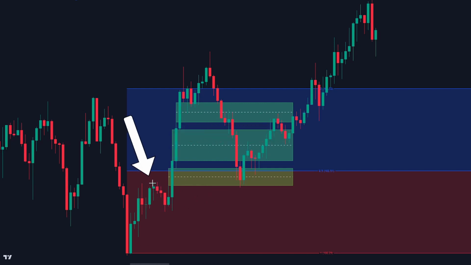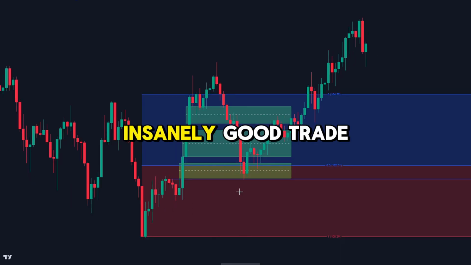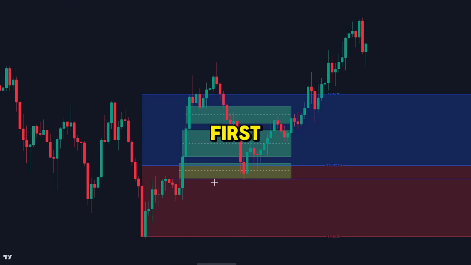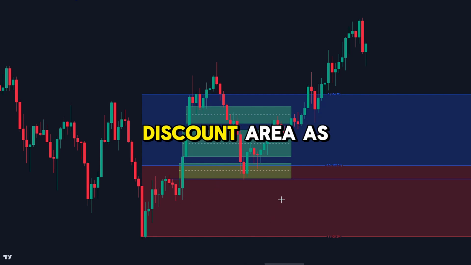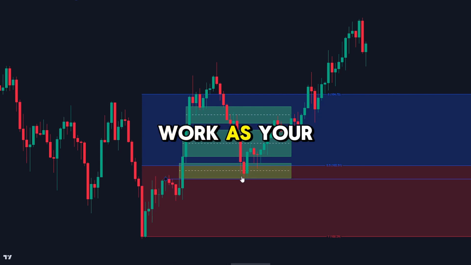What can you see here on the left? That's a swing high. We saw a break of structure, so market moved above this high, breaking this high, moving higher, even higher. And then what we should anticipate for the bullish markets to do is to return to the old highs, and these old highs should work as your support. Insanely good trade, because you have first fair value gap as your first confluence, discount area as your second confluence, and the swing high as your third confluence, because the bullish market is likely to return to this high and this will work as your support.